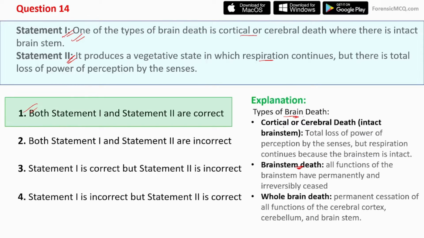First is the cortical death, in which there is an intact brain stem and the person can breathe. Second is the brain stem death, and third is the whole brain death, in which all the functions of the cerebral cortex, cerebrum, and brain stem are dead.